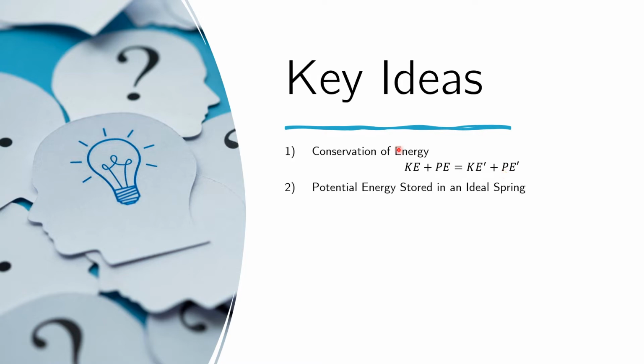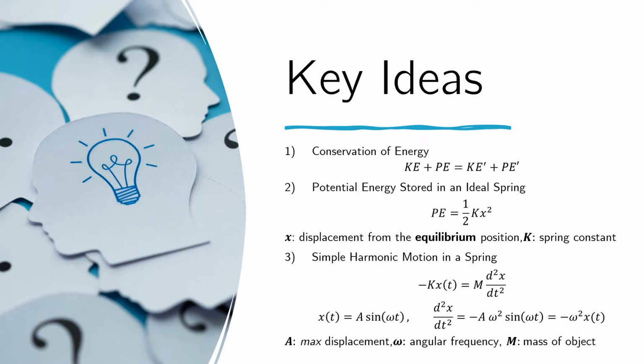Another is the idea of potential energy stored in an ideal spring. And we know that from physics, and that is just 1/2 kx squared. Here k is the spring constant, and x is the displacement from the equilibrium position. So in our case, the equilibrium position is the initial position. That is when the spring is neither compressed nor stretched. So that is the initial position of our spring at the beginning of the problem.